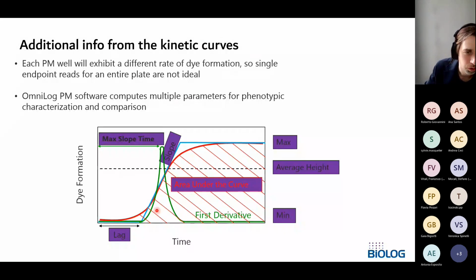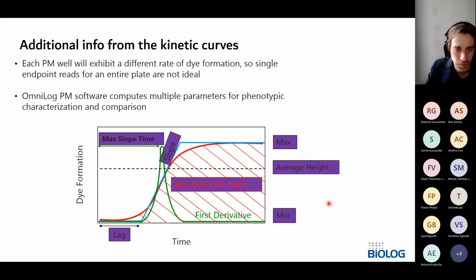this kinetic information, which is really important, because each of the curves that you've seen that the software will generate hides a lot of different parameters that can be extracted with a few clicks, and can be very important for the deep and high resolution characterization of the strain you want to assay. So for each reaction that is positive, you can calculate the slope of the reaction, the lag time, the area under the curve, and so on.